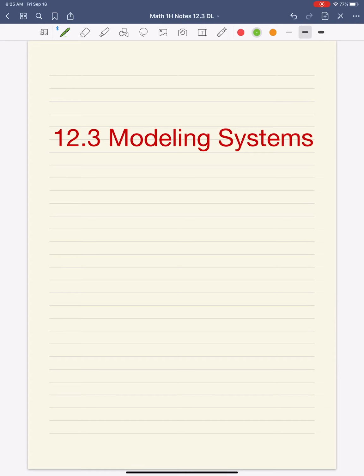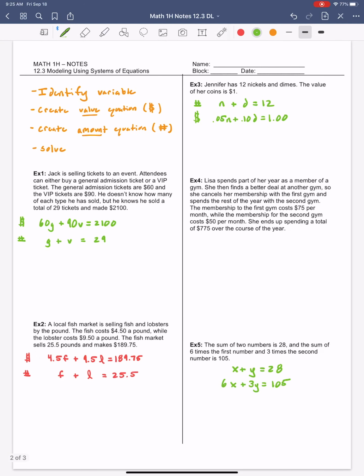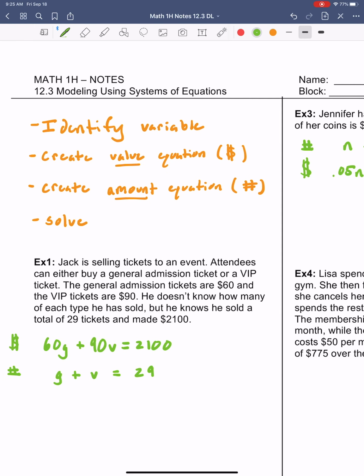All right, we're going to jump into lesson 12.3 here, which is on modeling systems. And notice I've filled in a bunch of stuff here, so you can pause the video as you need to fill in your note sheet as we go along here. But first, I just kind of listed some steps for modeling these scenarios using systems of equations.